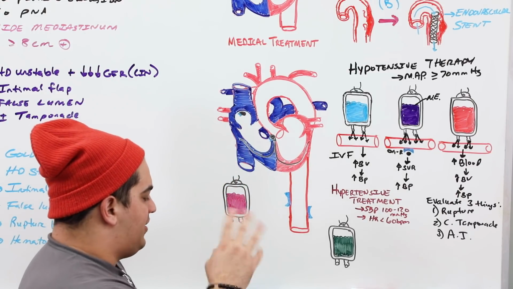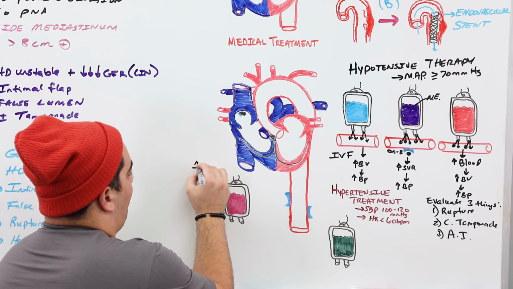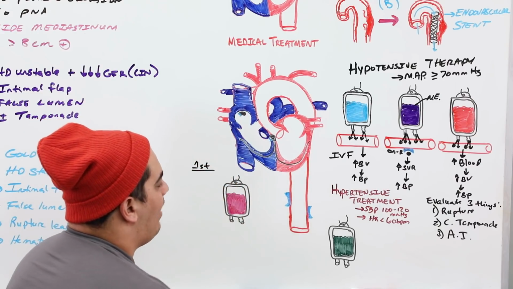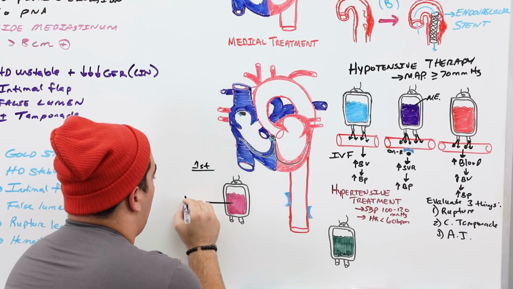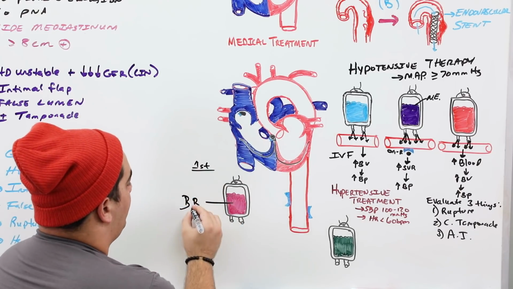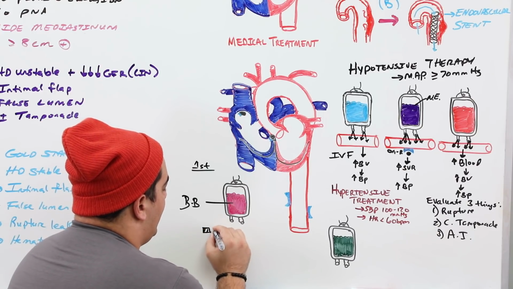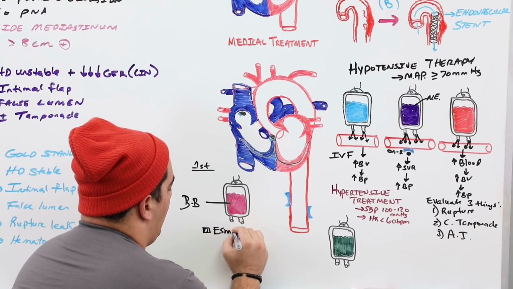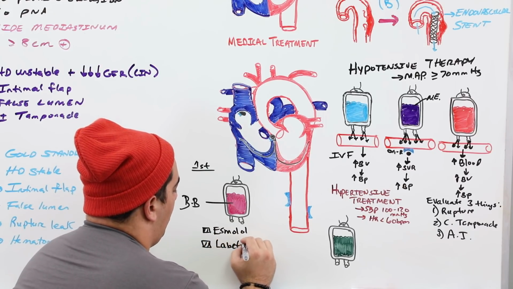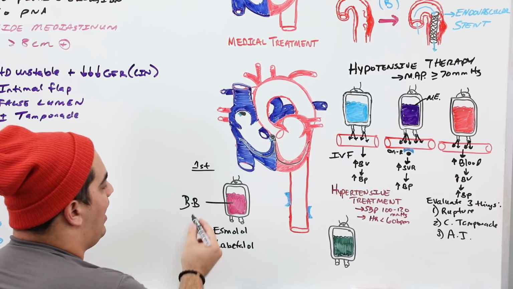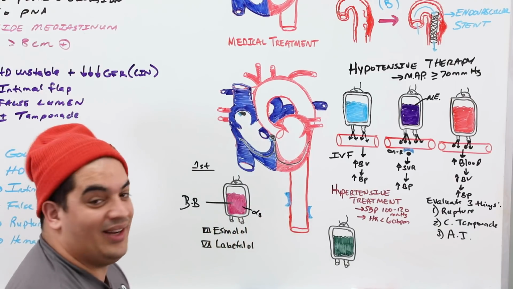The first thing, and it's very particular on your exams, the first thing that you do, so let's actually write that down first, is you have to give them a beta blocker. So the first treatment is you give them a drug called a beta blocker. Now these beta blockers are very specific. One of them is called esmolol. The other one is called labetalol. And these have a dual function. They're not only beta blockers, but they have a little bit of alpha blocker activity as well.